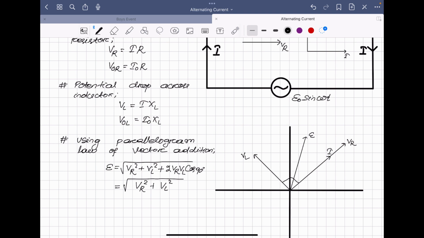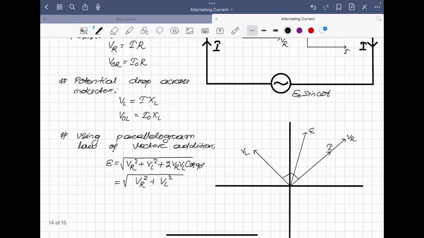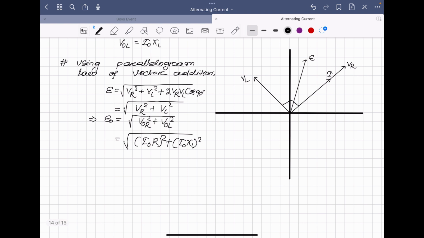For maximum potential drop, we can write E naught in place of E, V naught R in place of VR, and V naught L in place of VL. So just write down. In place of V naught R, we can write I naught R, and in place of V naught L, we can write I naught XL, as we discussed before. So by solving this, we can get E naught is equal to I naught under root R square plus XL square.